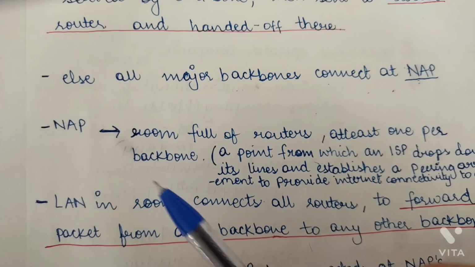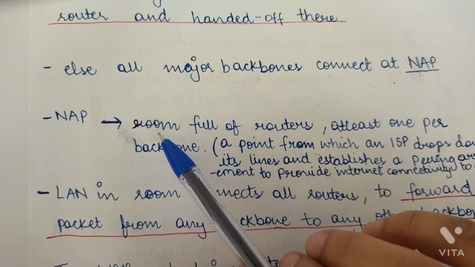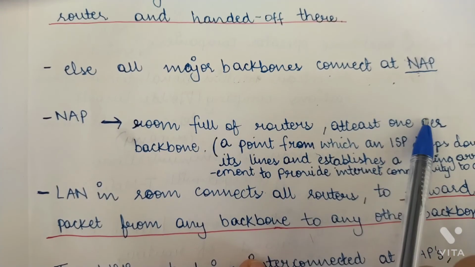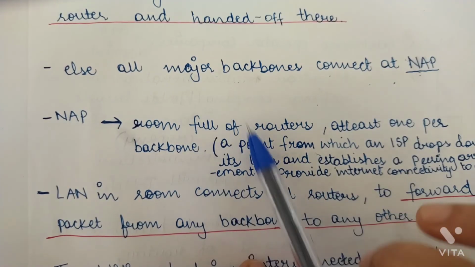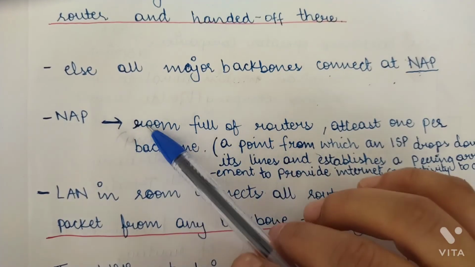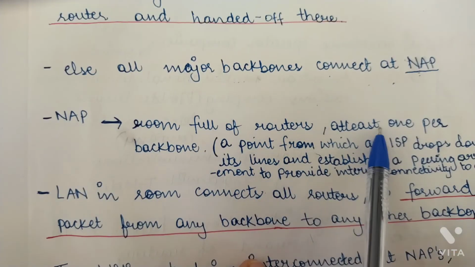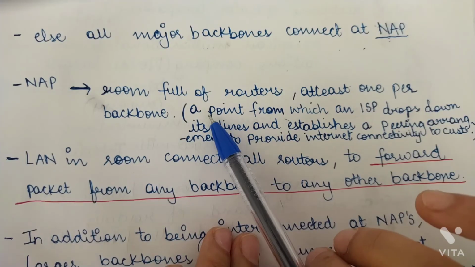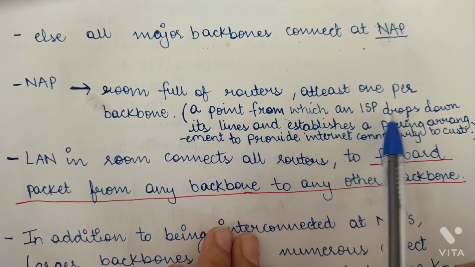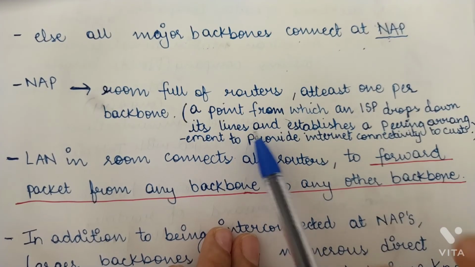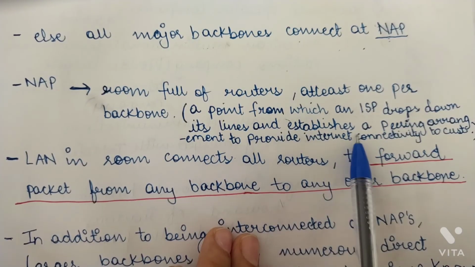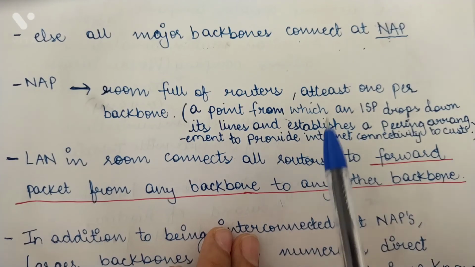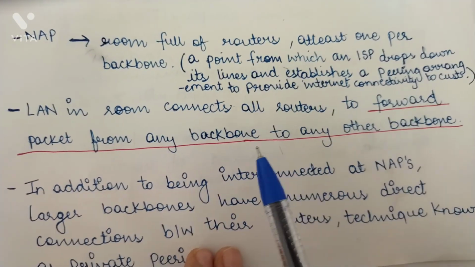So NAP is basically, you can imagine it as a room full of routers where you have at least one router per backbone. There are so many backbones which are connected to this NAP. So there is at least one router per backbone. You may have even more than one. Technically, it is a point from which an internet service provider drops down its lines and establishes a peering arrangement to provide internet connectivity to customers. From this point, the internet service provider is providing the services to the customers.